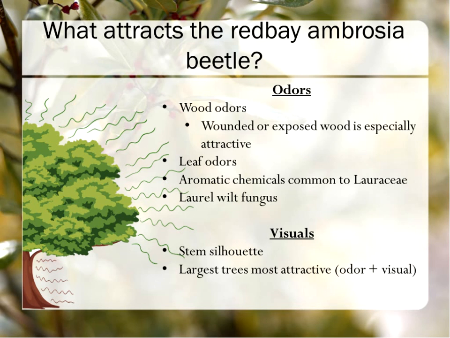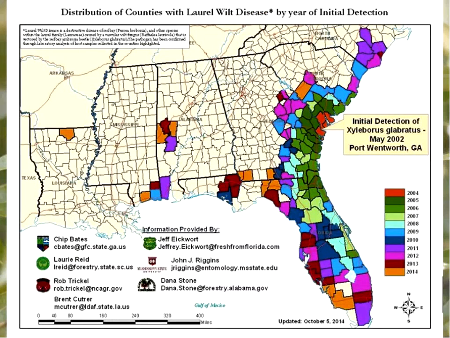In infested areas or forests, generally the largest trees tend to die first due to Laurel wilt, and it's thought that's probably a combination of more odor coming from these larger trees, but also the stem silhouette itself. There's been research done with artificial stems that have the same amount of attractant on them, and it was found that they migrate to these larger stems first. So it's probably a combination of visual and scent cues.